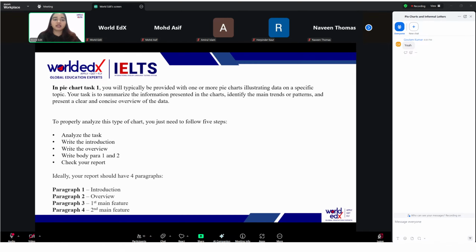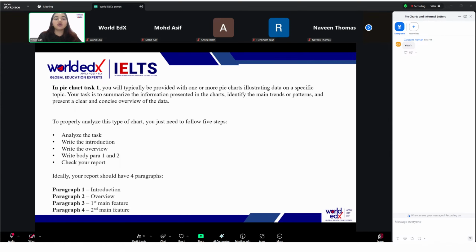Now when we talk about the pie chart, you will be provided with one or sometimes two pie charts, and there will be specific topics. So it could be the expenditure of a particular person on miscellaneous items, or it could be the consumption of a person on food and water and all of that. So your task would be to summarize the information presented to you in the graph, and you will also be required to highlight the main trends or the patterns of the pie chart. Plus, you will be required to present a clear and concise demonstration of the data.